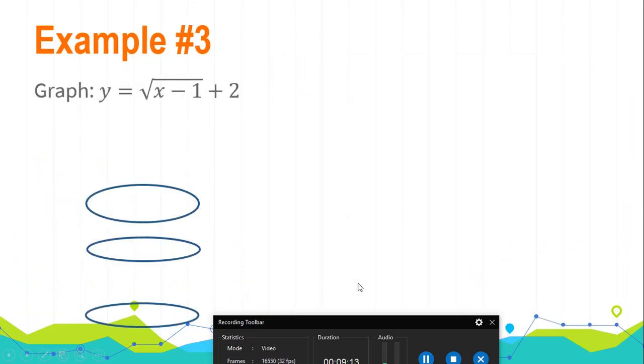In example 3, we're making our square root function a little bit bigger. We've got an extra value underneath the radical, and then we have an extra value outside. So if you want to take a minute and put this into your iPad and generate a table and a graph.